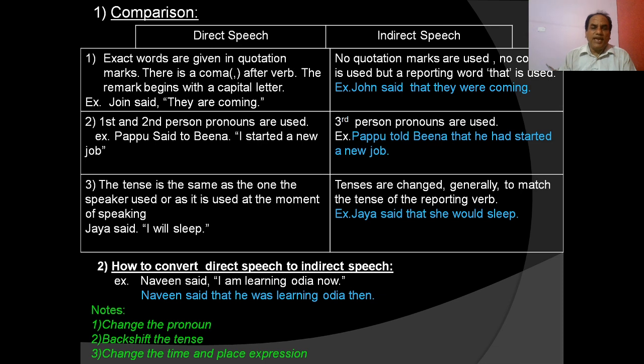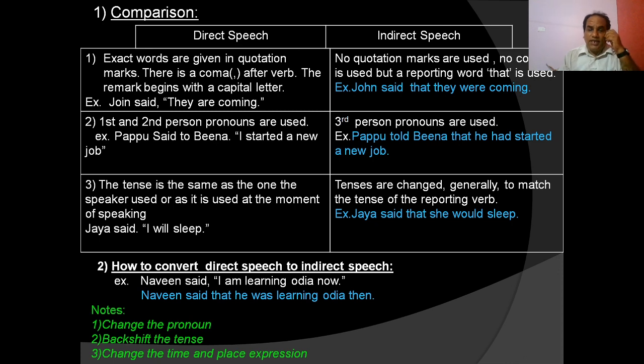In direct speech, the tense is the same as the one the speaker used, or as it is used at the moment of speaking. Jaya said, "I will sleep." You see, Jaya said, in direct speech, "I will sleep." The tense remains the same as when Jaya said it.